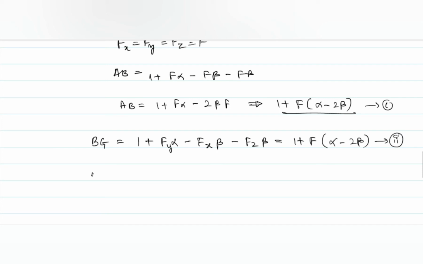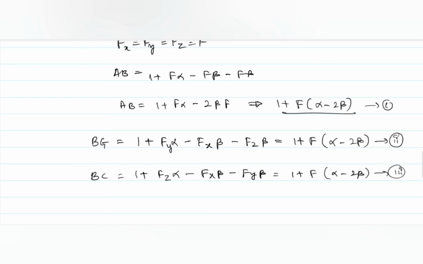Now we take BC, another one of the edges, and we are going to apply the force here. If you apply the force, then you will get a change in the z direction, and the contraction will be produced in the x direction as well as in the y direction. So that gives the equation 1 plus f into bracket alpha minus 2 beta. So this gives equation 3.